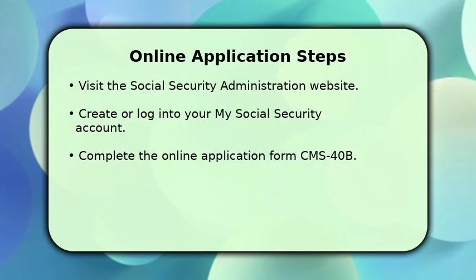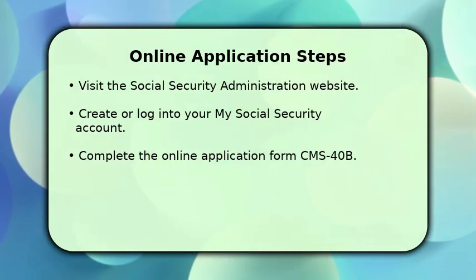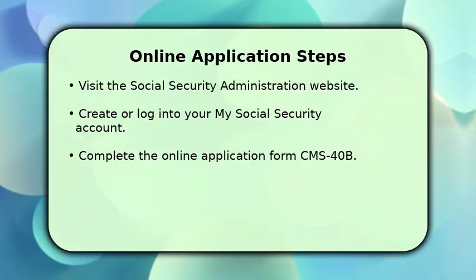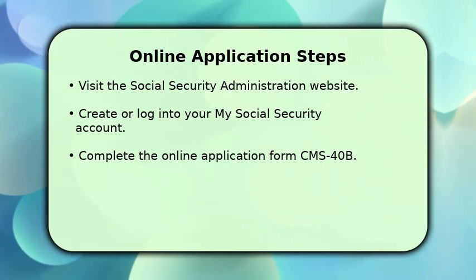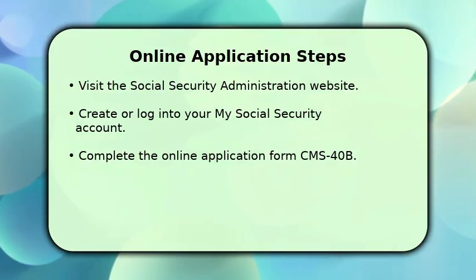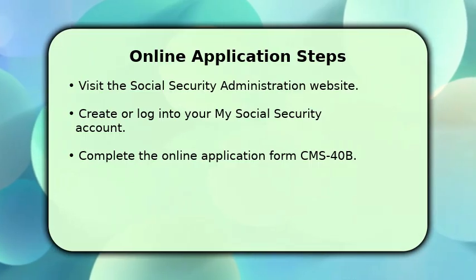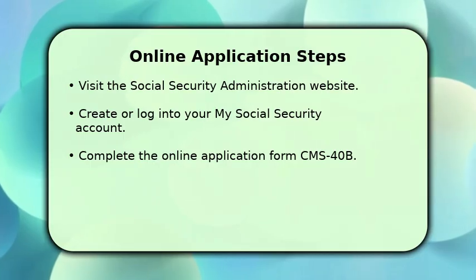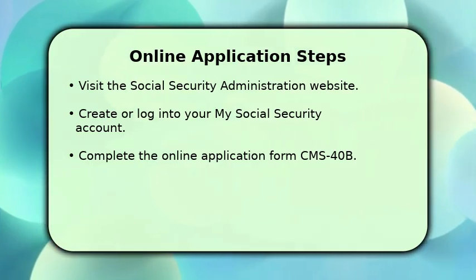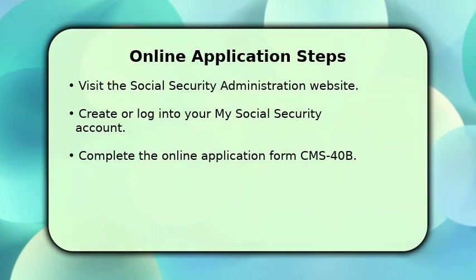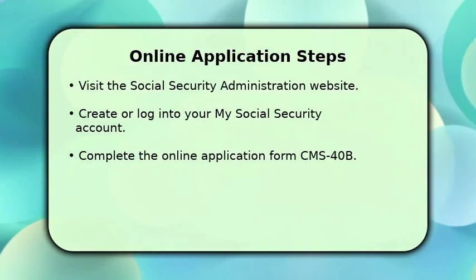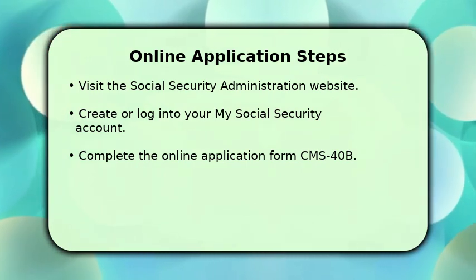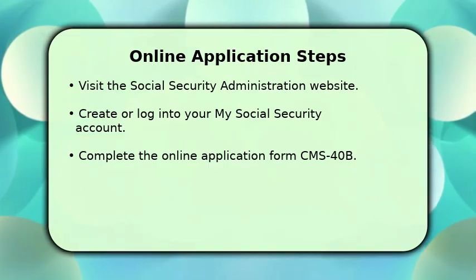To apply online, begin by visiting the Social Security Administration's website, SSA.gov. You'll need to create or log into your My Social Security account. Navigate to the Medicare section and select the option to apply for Part B. Carefully complete the online application, Form CMS 40B, providing all requested information. If you're applying during a special enrollment period, you'll also need to upload supporting documents, such as Form CMSL 564, which verifies your employer health coverage.